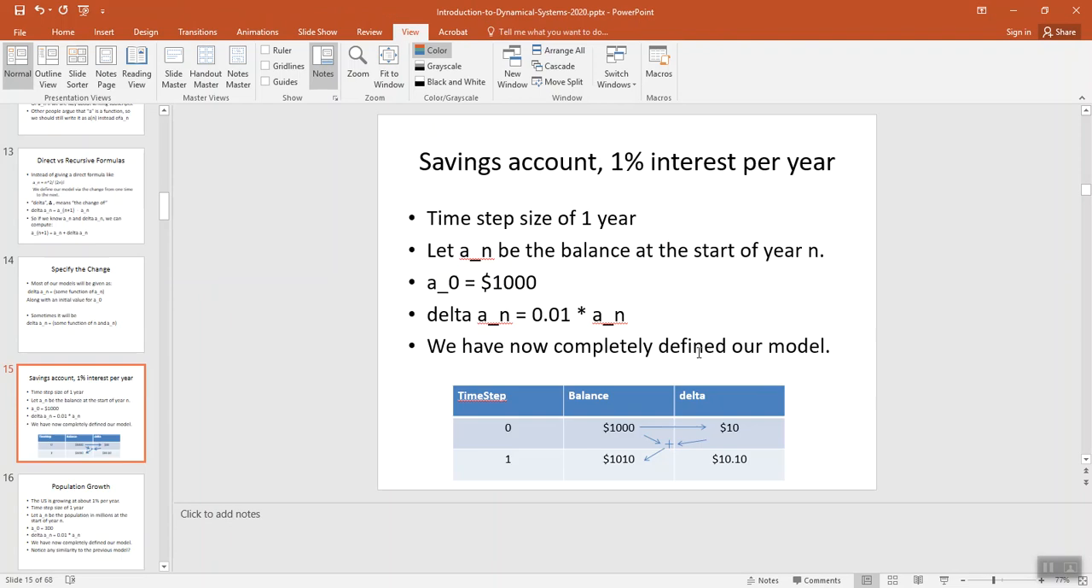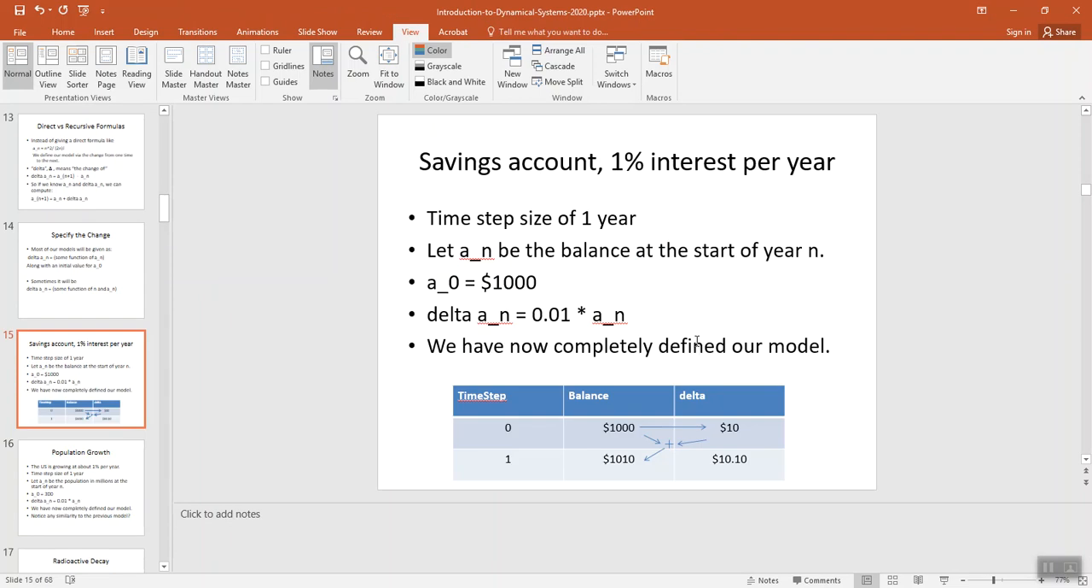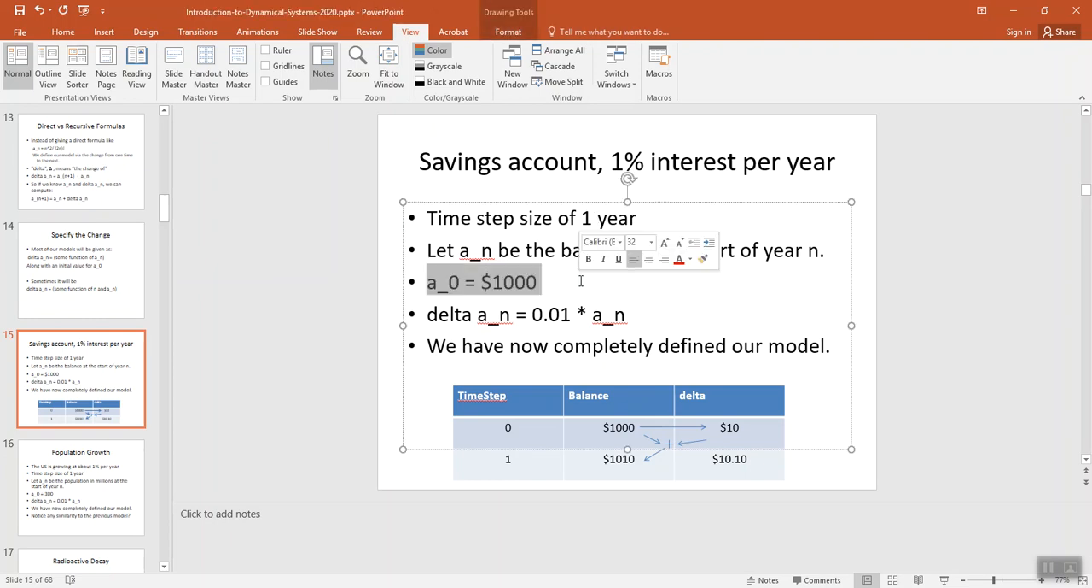Every now and then we'll mix in the current value of n along with the current value of whatever amount I'm tracking. Alright, so let's start with a savings account. We'll pretend we get 1% interest per year. We'll take time steps of a year. We'll start with $1,000 in the savings account, but not make any new deposits. Whatever interest we earn, 1% of the current amount, will get deposited back into the savings account.